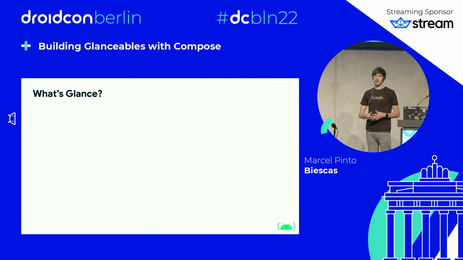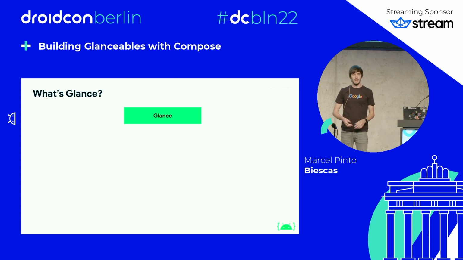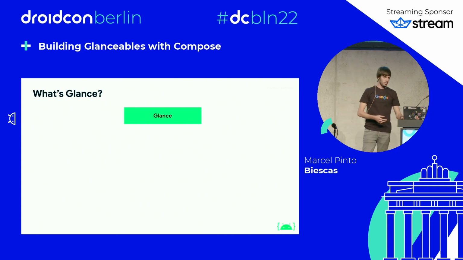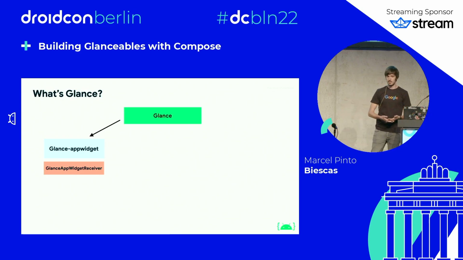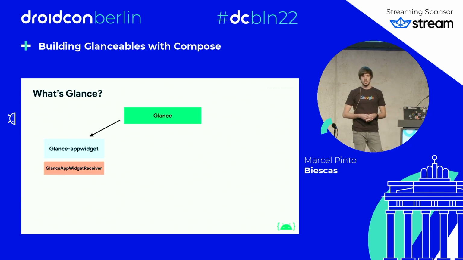So what is Glance then? Glance is the framework that we are building in order to create a common set of composables that, together with model-specific components, can build certain Glanceable surfaces. For example, one of them is the app widgets. Together with some specific platform components, you can define your composable UI using Compose style code and Kotlin.